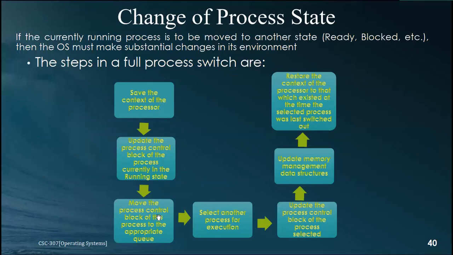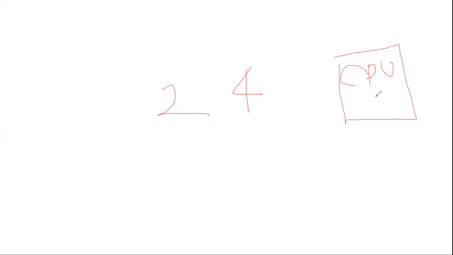Then you move the process control block of this process to the appropriate queue. After saving the context and all the information in the PCB, you move back to the queue. If there are other processes waiting, let's assume this is the line: process number 2, process number 4, and this is my CPU, in which I am currently executing process 3. Now suddenly process 3 will be changed and will go to another state.